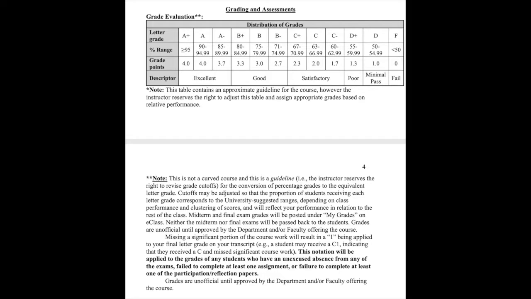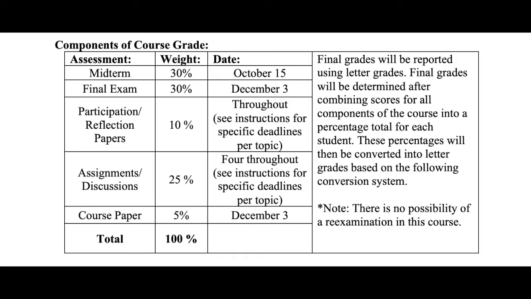Now a second note, and this one is something I've had to do in the past, is that there will be a notation of an I added to your final letter grade on your transcript if you do not complete sufficient work, and that I just means that you've missed significant coursework. So what's going to make you get an I next to your letter grade? Well, if you fail to complete any of the exams through an unexcused absence, you fail to complete at least one assignment, you fail to complete at least one of the participation or reflection papers, or you fail to do the course paper. And I'll discuss all these different components in just a second.